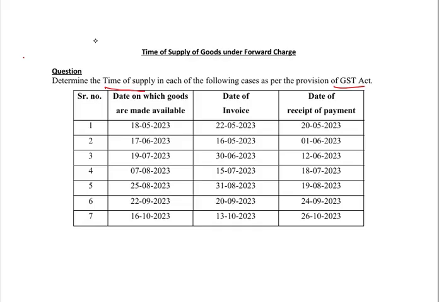The rules for the time of supply in respect of goods and services are different. In this question, we are going to see the time of supply in respect of goods. Now the question arises, how can we come to know that this question is related to time of supply in respect of goods? By reading the question, we can understand. See, the word goods is given: date on which goods are made available. From this we can make out this question is related to time of supply in respect of goods. In this case, goods made available date is given, the date of invoice is given, and the payment date is given.